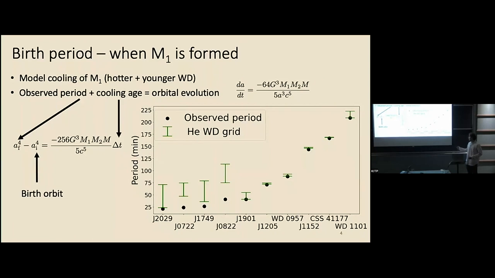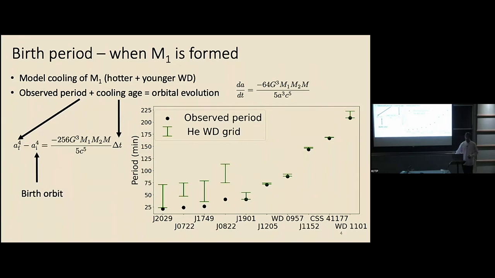Note that for a lot of the long period systems, the range in birth period is pretty small because of those long orbital periods. Gravitational waves aren't that efficient at making the orbit in spiral, so the system must have been born pretty close to the observed. With some of these short period systems, especially these four discovered by ZTF, there are such short orbital periods that there winds up being a decent uncertainty in when the system was born. So we now know the orbital period of the system when the white dwarf primary was formed.